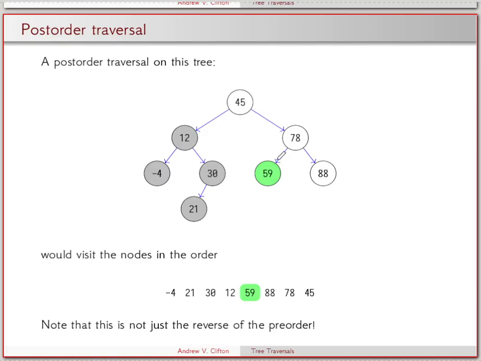Now I can't do 45 next until I've done all this stuff over here. So then we do 59, 88, then we can do 78, so both children and left sibling are done, I do 78, and then once I've done both children and there's no left sibling, I can finally do 45 at the end here. And note that this order, the post order, isn't just a reverse of the pre-order. It's more like a reverse at every level, a recursive reverse kind of thing.